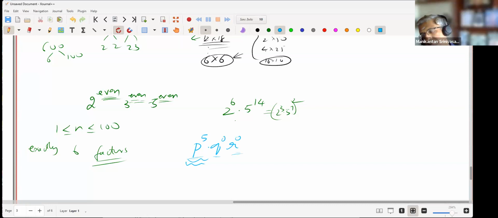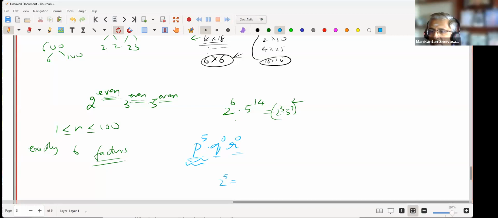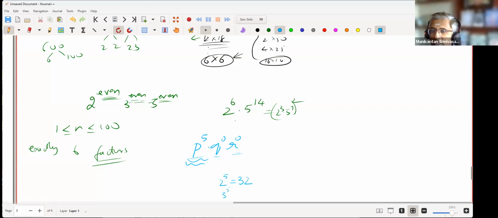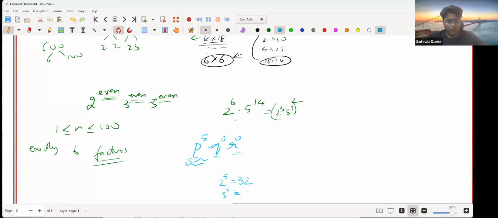How many such 5th powers of prime numbers exist from 1 to 100? So you first take the largest 5th power before 100. Which is the largest 5th power before 100? So I think 2 raised to 5. Yeah, 2 raised to 5 is how much? 32. And what is 3 raised to 5, by the way?